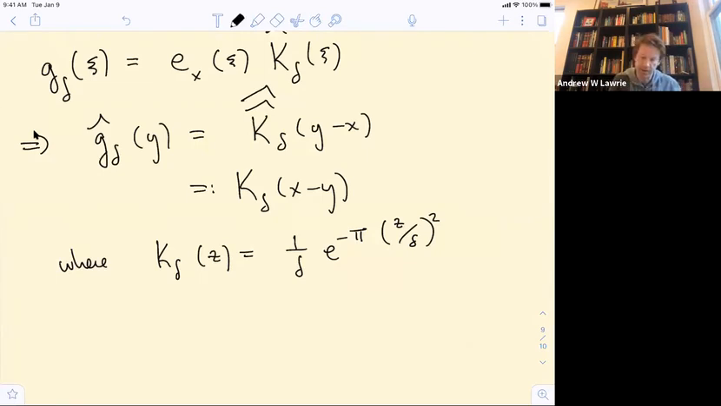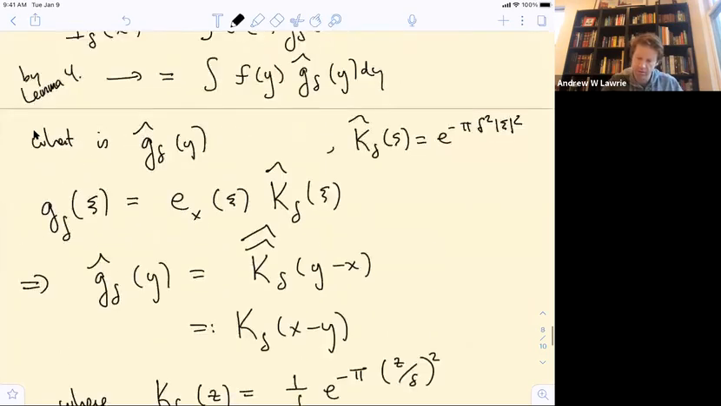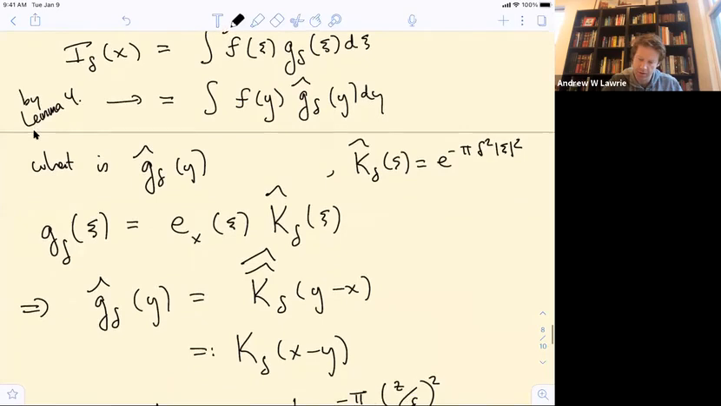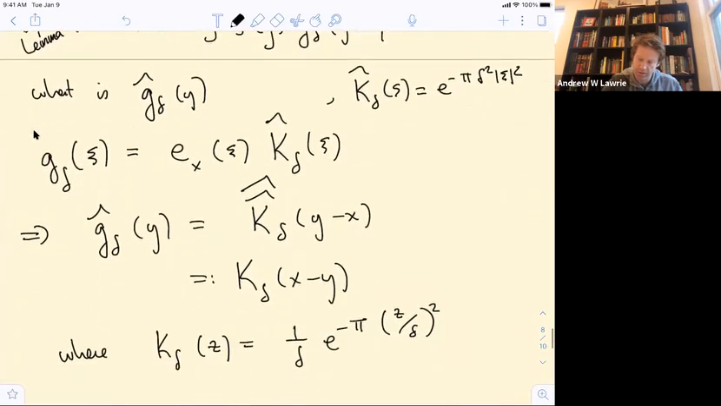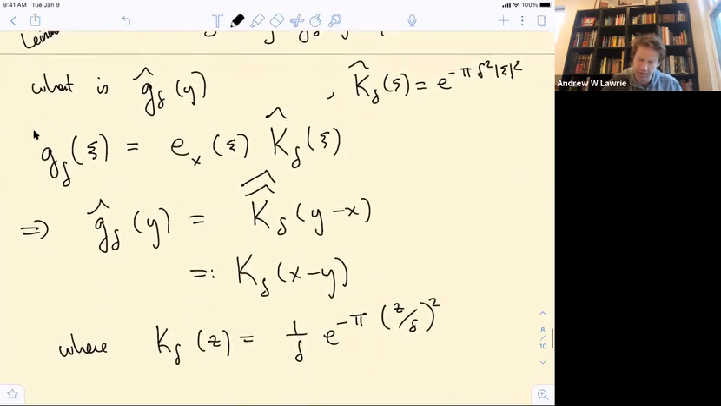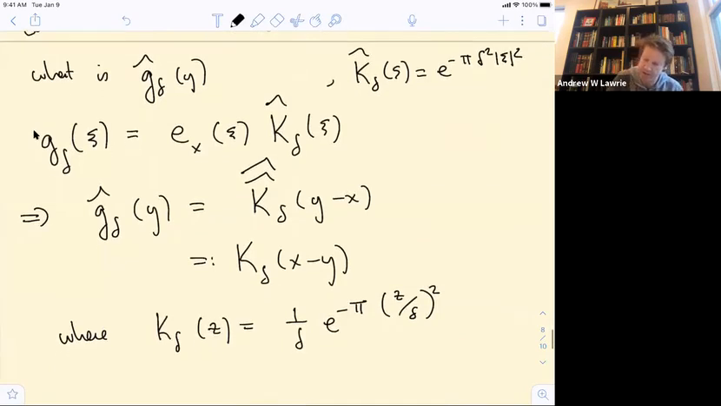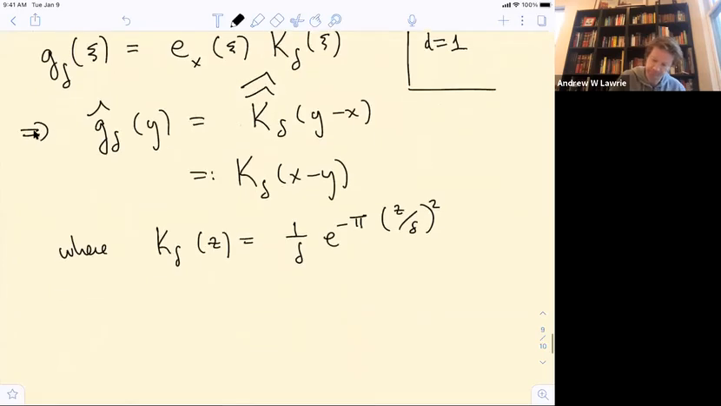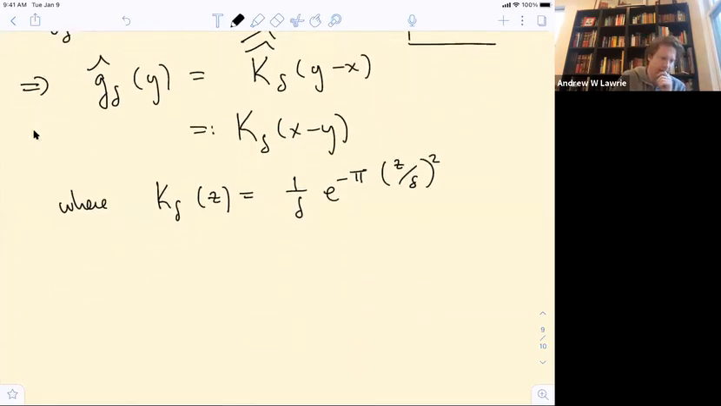I'm just doing the proof for dimension d. In my notes I just did the proof for d equals 1. That's the same proof. Okay, so now what?